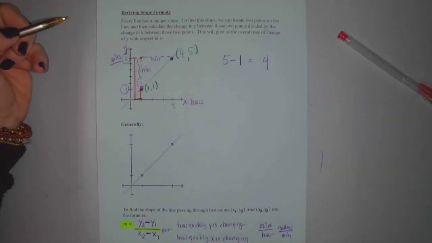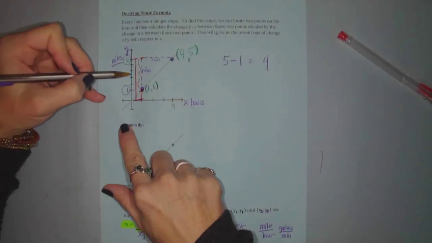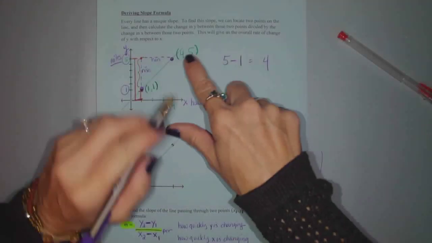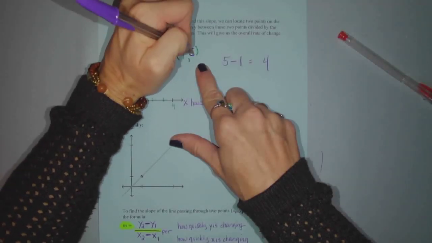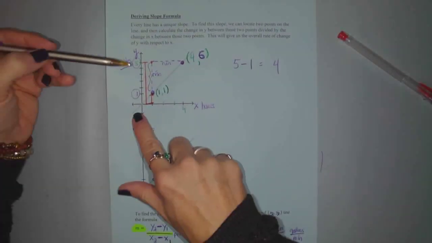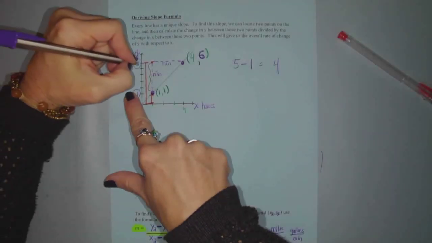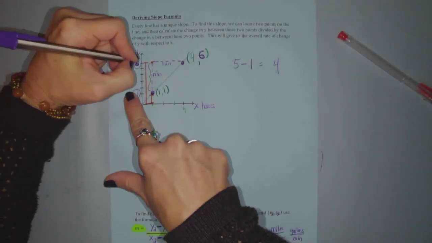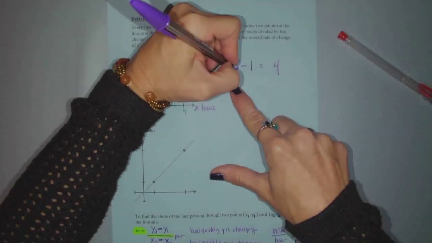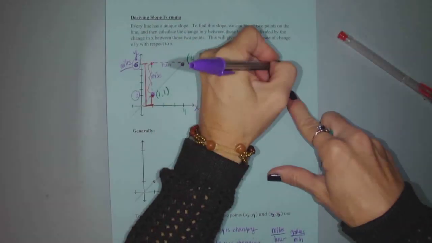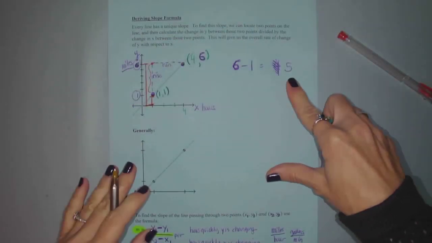Oh, did I mess up here? 1, 2, 3, 4, 5, 6. I did mess up there. This should be a 6. Thought something was wrong there. Let's change that to a 6. So instead of making this a 5, this is a 6. Pardon my mistake there. So now if I take 6 minus 1, cross him out, I get 5.